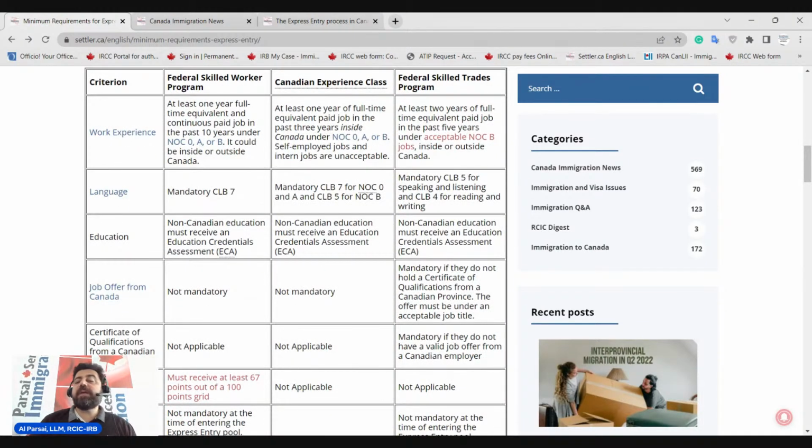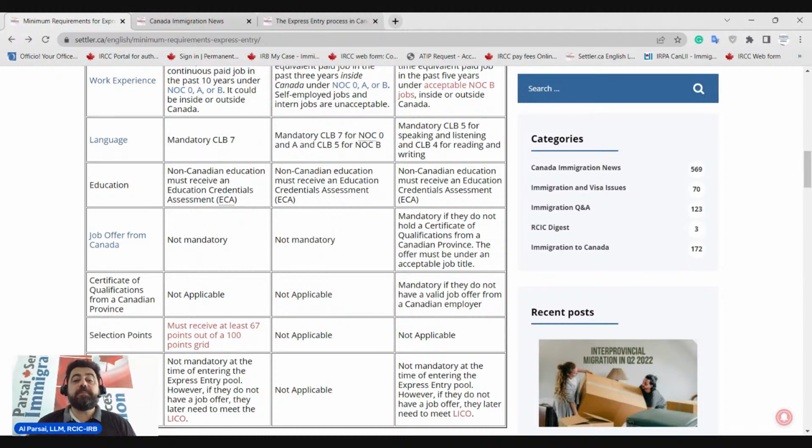And in terms of education, just like the other two programs, you need an ECA report for your outside Canada education. For job offer, in fact, the job offer could be mandatory for this program. So in this program, you either need to have a certificate of qualifications by province or a job offer. So if you do not have the certificate of qualifications, then it is mandatory for you to receive a job offer from a province. Now, the job offer could be from only one employer or two employers, but they collectively need to show that they are hiring you full time.